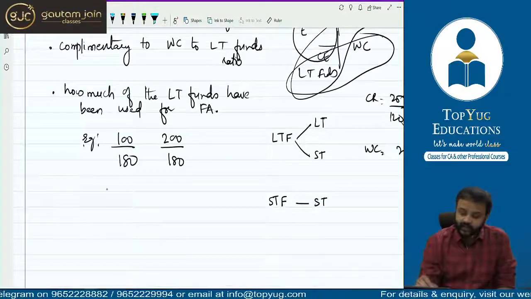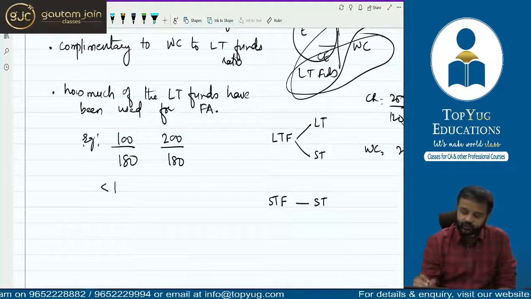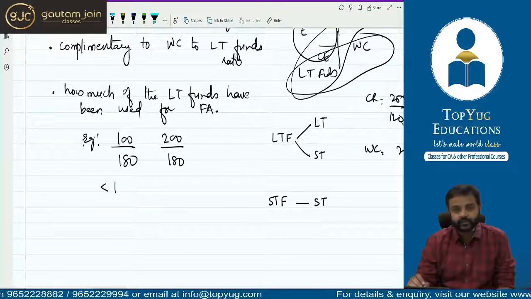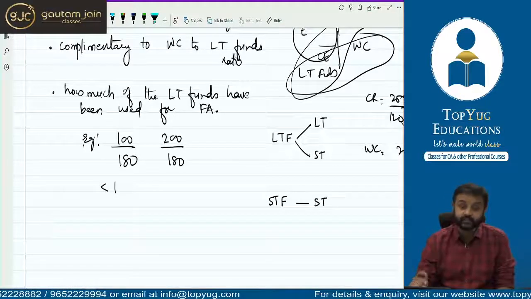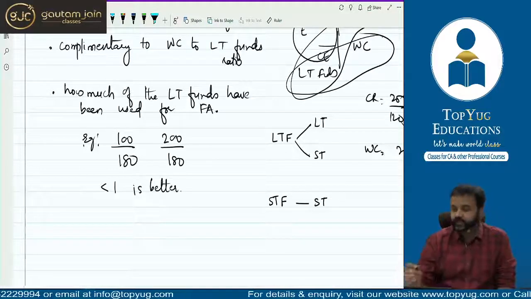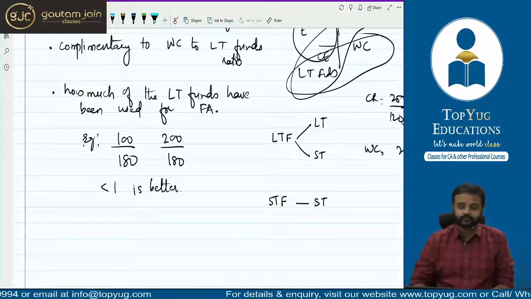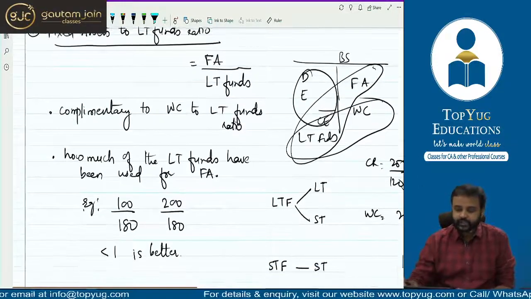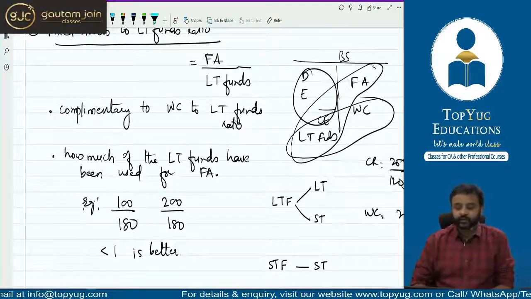So can I say this ratio should always be less than 1? Is it that it should be less than 1? Yes, sir. If it is more than 1, it is risky, right? So please understand, less than 1 is always better. Less than 1 is always better. That's what we can say. Okay, so we have understood fixed assets to long term funds ratio.